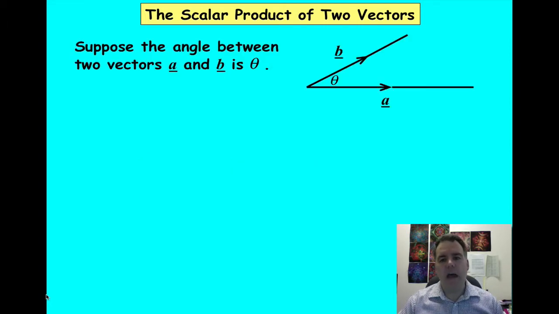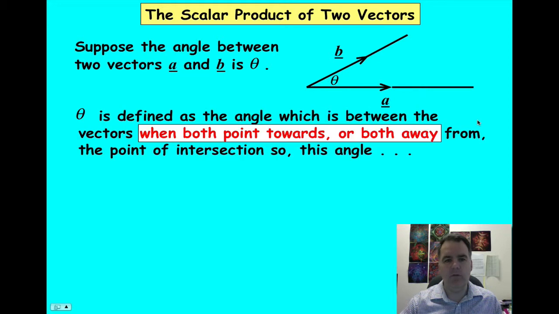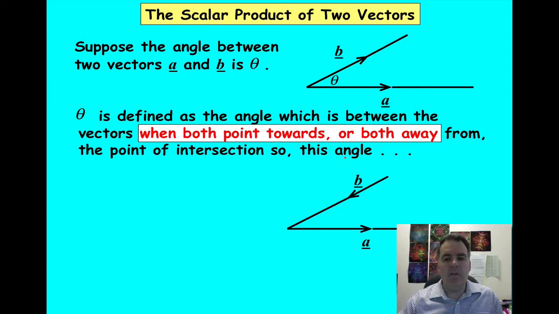Suppose we've got two vectors A and B, and the angle between them is theta. Notice that these vectors are both going away from the point where they intersect, and that's important for getting this right. Both vectors are going away, or both vectors would be coming in towards the angle. So you've got to have one of those. Both point towards or both away from the point of intersection.